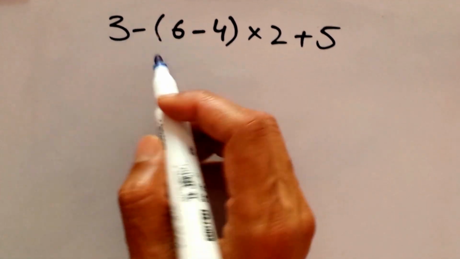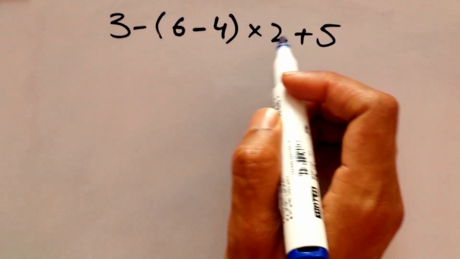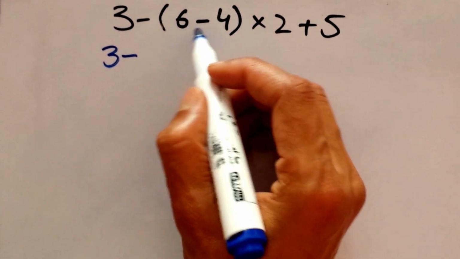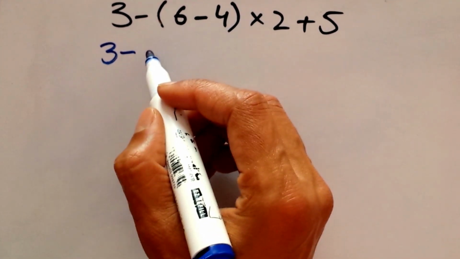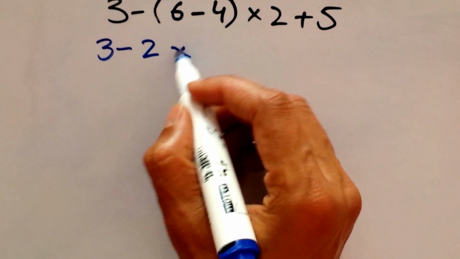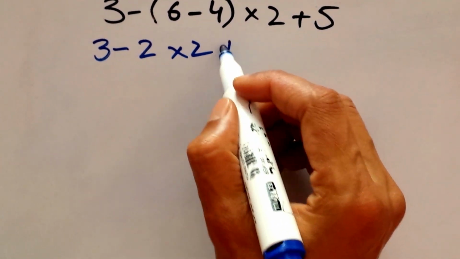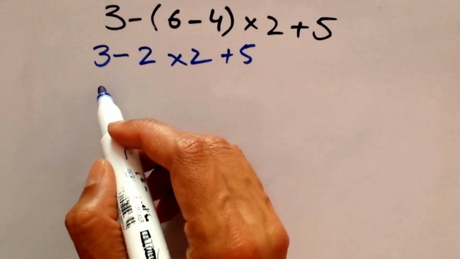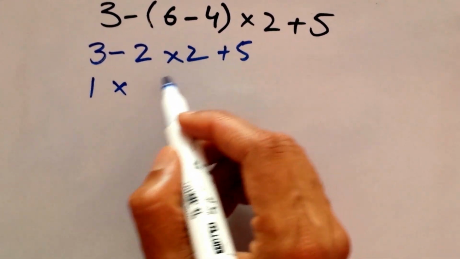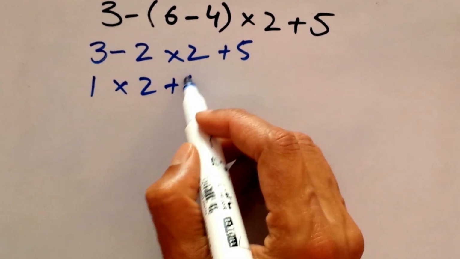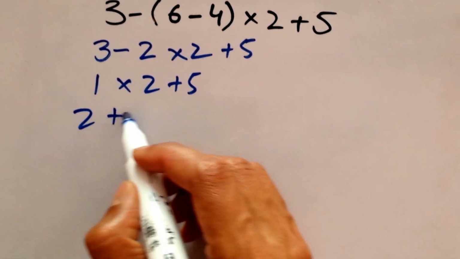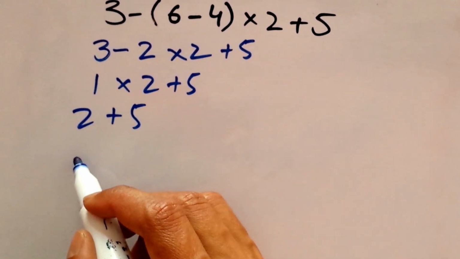We are solving 3 minus (6 minus 4) times 2 plus 5. 3 minus 6 minus 4 equals 2, and times 2, and plus 5, right? Now 3 minus 2 equals 1, times 2 plus 5. Now 1 times 2 equals 2, plus 5, and 2 plus 5 equals 7.